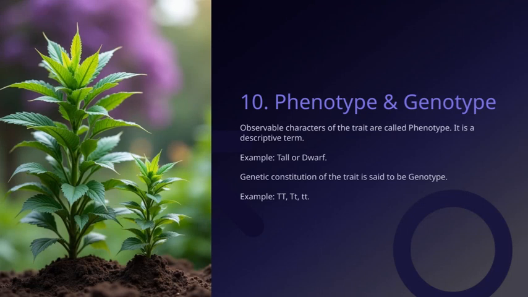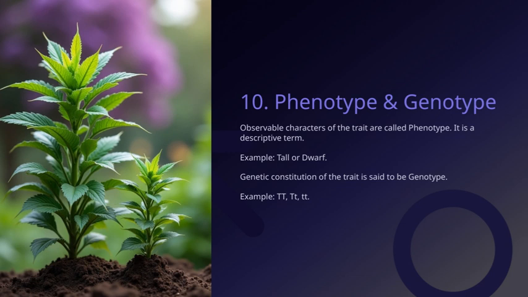Let's look at some examples. TT, Tt, tt. These represent different genetic combinations or genotypes. The genetic makeup of a trait, which is the specific set of genes an organism inherits, is called the genotype. For instance, tall or dwarf plants are examples of traits that are determined by their genotype.